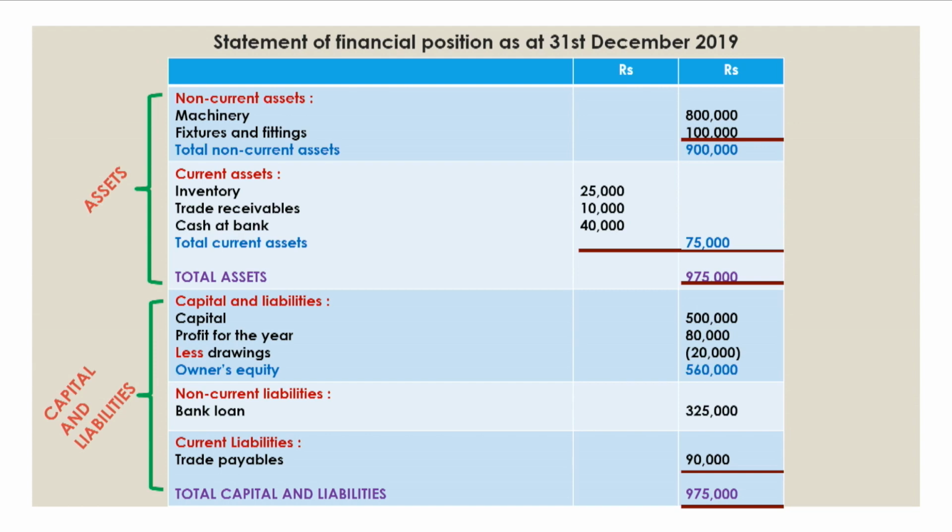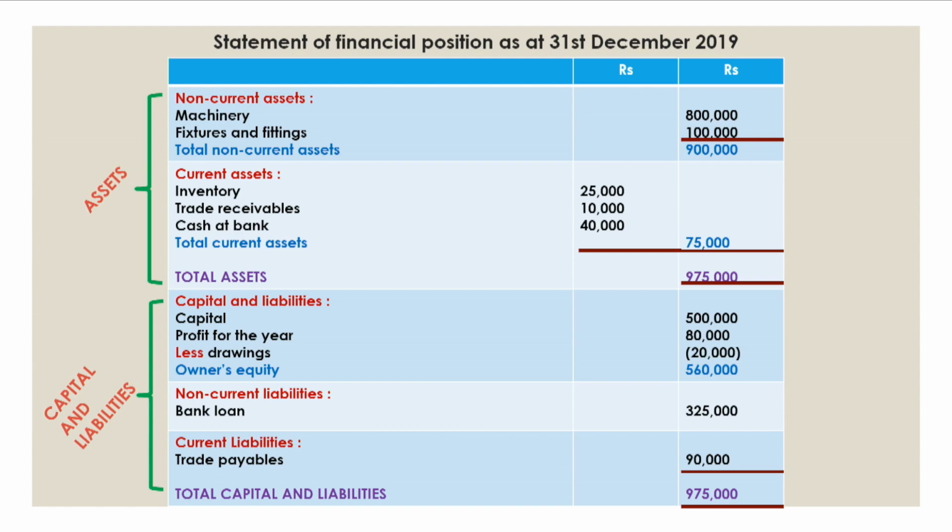After that, we have to record all current assets. First, we have inventory 25,000 rupees. Second, trade receivables 10,000 rupees. And last, cash at bank 40,000 rupees. This gives a total current assets of 75,000 rupees.